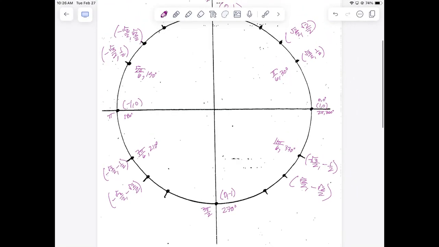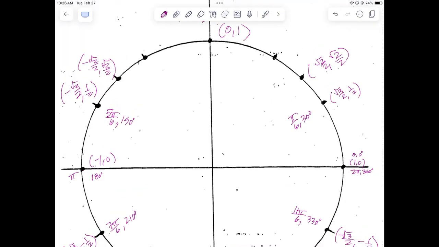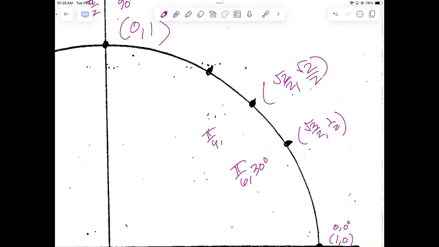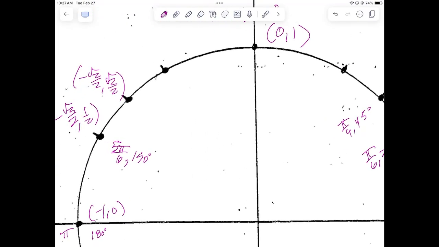So it's just the way I do it. I get all the ordered pairs first, then I come back with the angles. This is pi fourths, or 45 degrees. Again, you're going to see that you like the radians better. In quadrant 2, it's 3 pi fourths. And now you have to do a little math if you don't have it memorized. What's 180 minus 45? It's 135.